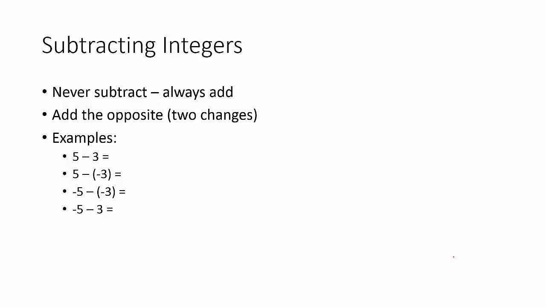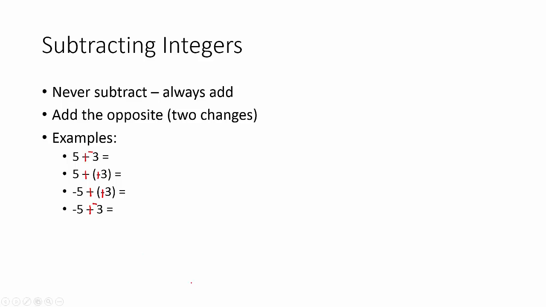So here we have several combinations of 5 and 3 with positives and negatives, and we're subtracting with all of them. Wherever we see a subtraction sign, we're going to change it to a positive, add, and we'll take the opposite of the next number, so we'll make that add negative 3. Similar on the second example, we see the subtraction, we add the opposite of negative 3 is positive 3. Third example, whenever we see subtraction, we add the opposite of negative 3 is positive 3. Fourth example, instead of subtracting, we are going to add the opposite of positive 3 is negative 3.